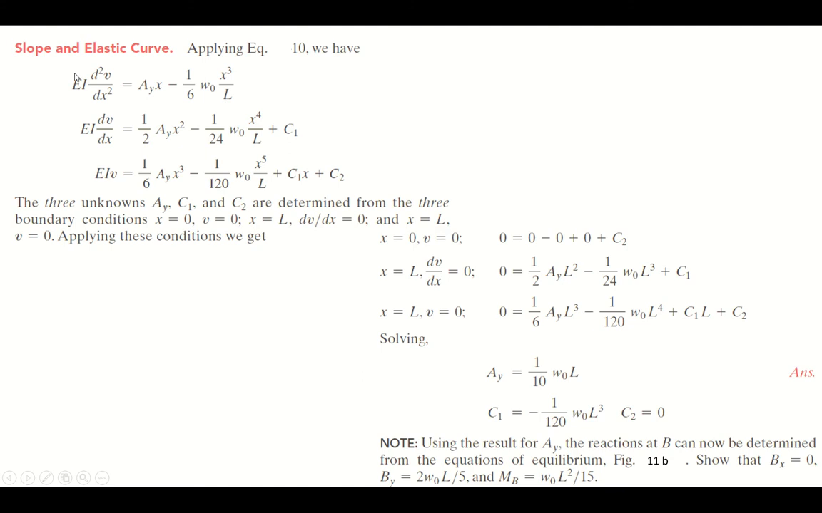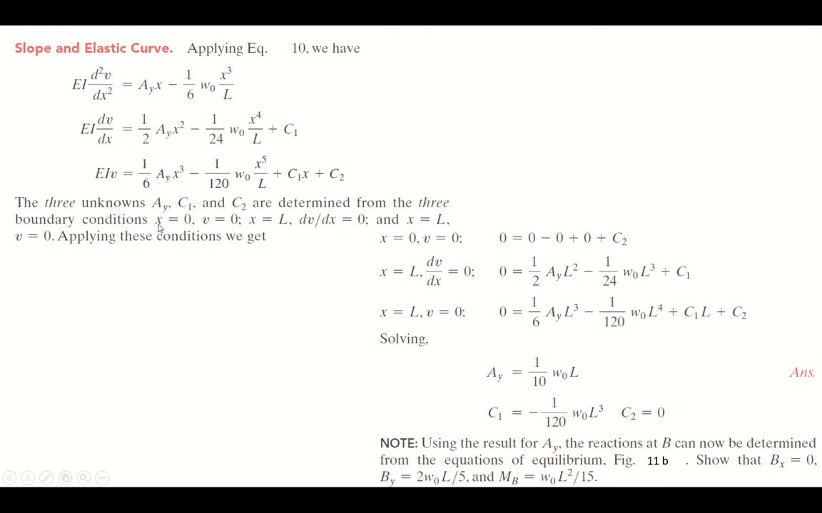And just integrate it with respect to x and you will get C1, right? You have solved this. x will become x square by 2 and x cube will become x4 by 4, and when you multiply 4 with 6 it is 24. So when you again integrate it for this mu value, you will get x5, you will get x, and another constant. So the three unknowns, which are Ay, C1 and C2, are determined from the three boundary conditions.